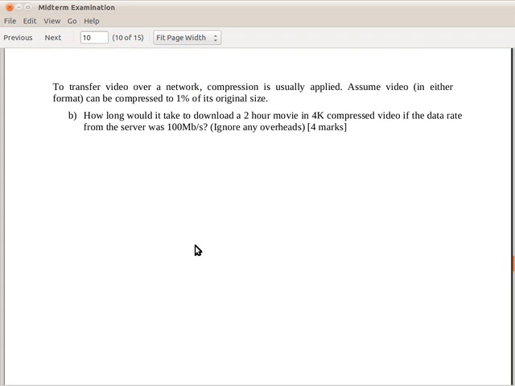Then it says, okay, what if we compress all of this? In reality, we don't send raw video, we compress it. So if our raw video was 100 megabits, and we could compress it to be 1% of its original size, then what would the compressed size be? Raw video 100 megabits, compressed size 1 megabit, 1% of the original size. In this example, it compresses down to just 1 megabit. And then you could answer questions based on that.